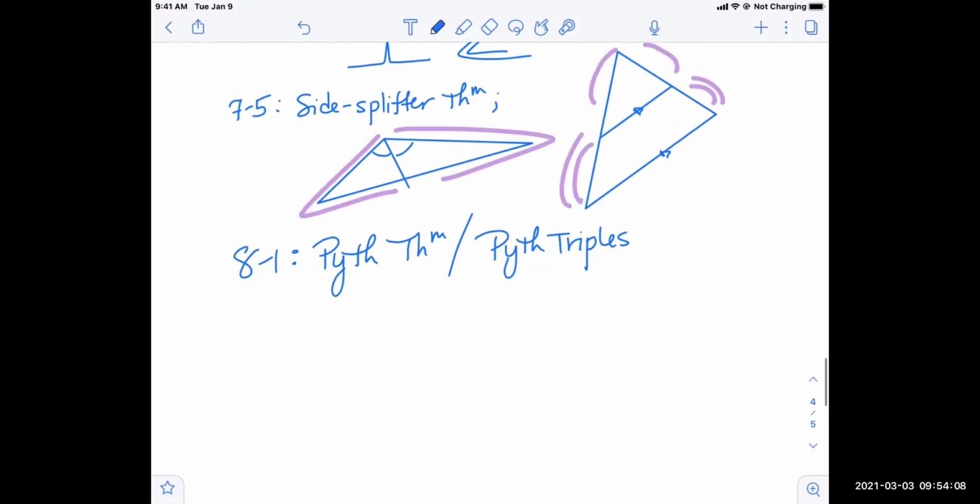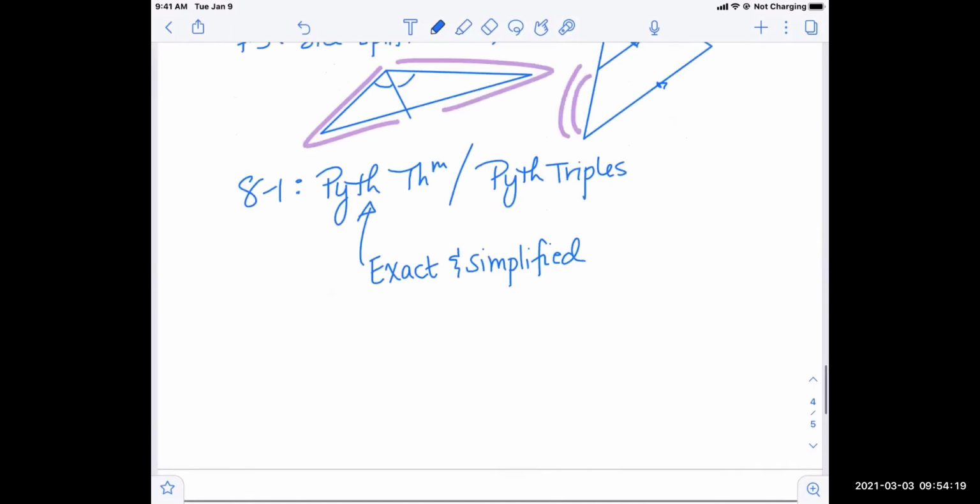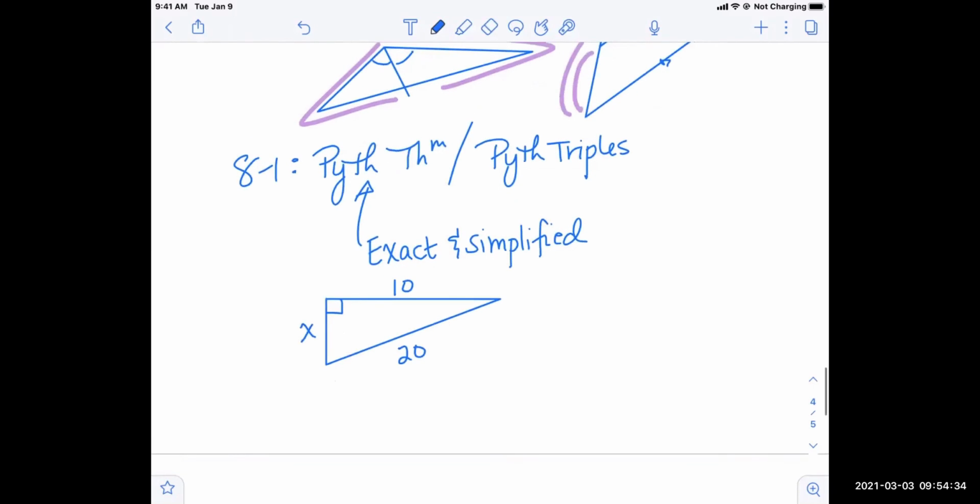Now, on a Pythagorean theorem problem, if I say I want an answer exact and simplified, let's say you do the Pythagorean theorem and you're solving for x here, and let's say this is 10 and that's, let's go, 20. Okay, what would your equation be for that one? Paul? Okay, 20 squared is 400, 10 squared is 100, x squared plus that.